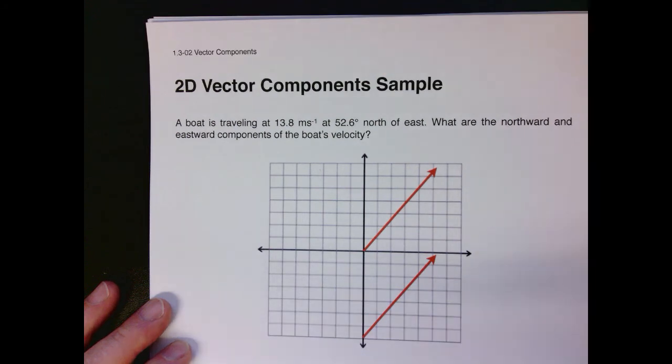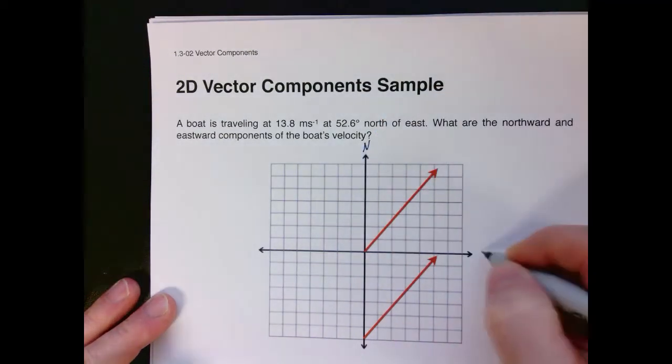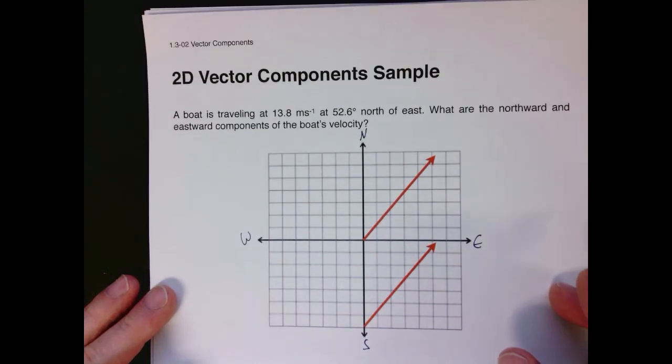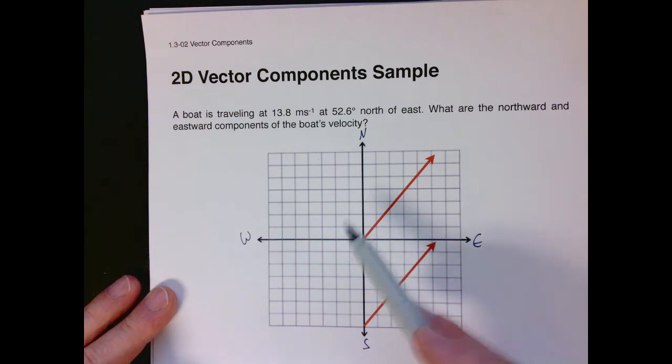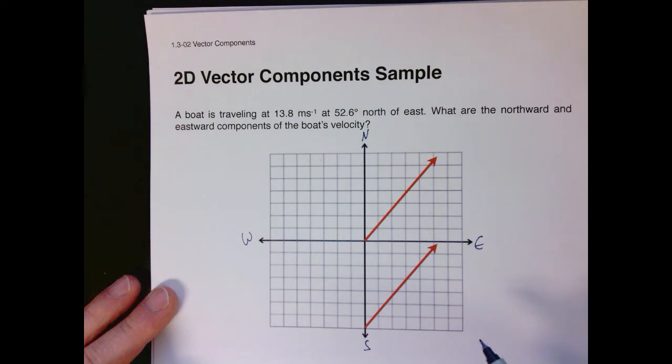We have a boat traveling at 13.8 meters per second at 52.6 degrees north of east. All right, so what does that mean on this framework? First of all, we want to label our cardinal directions. So here is north, east, south, and west. Now this depiction here is not of space, but rather only showing direction. This is not a map with north, east, south, and west. This is just where directions are oriented. And we'll see a little bit more why they're making that distinction right off the bat.